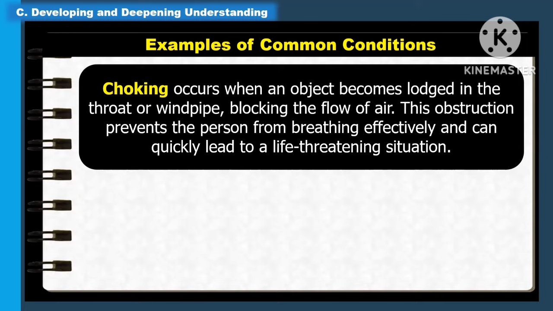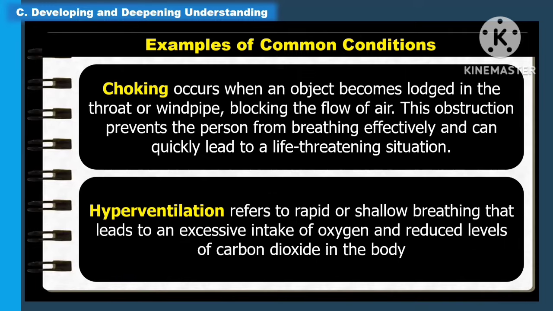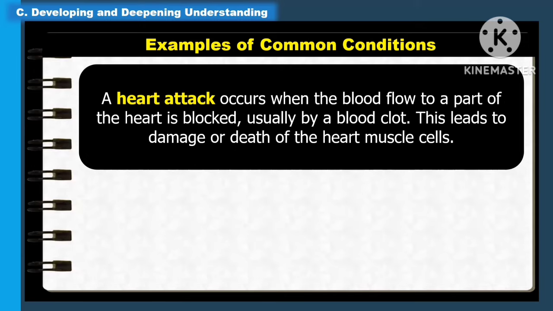Another example of common condition is choking. It occurs when an object becomes lodged in the throat or windpipe, blocking the flow of air. This obstruction prevents the person from breathing effectively and can quickly lead to a life-threatening situation. Another example of common condition is hyperventilation. It refers to rapid or shallow breathing that leads to an excessive intake of oxygen and reduced levels of carbon dioxide in the body.